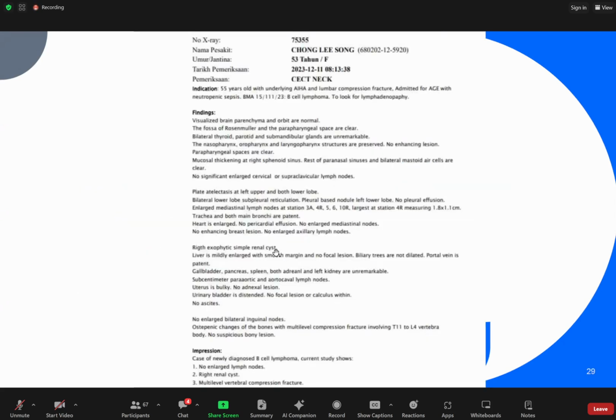So this is the CT scan of the patient, newly diagnosed B-cell lymphoma. There are no enlarged lymph nodes, but the patient had this multi-level vertebral compression fracture. This is an old fracture from the history that I got. They attribute this compression fracture to prolonged steroid use.